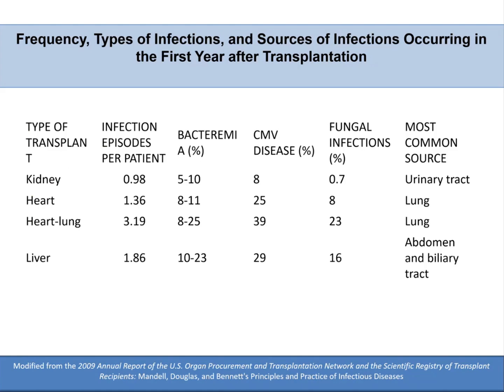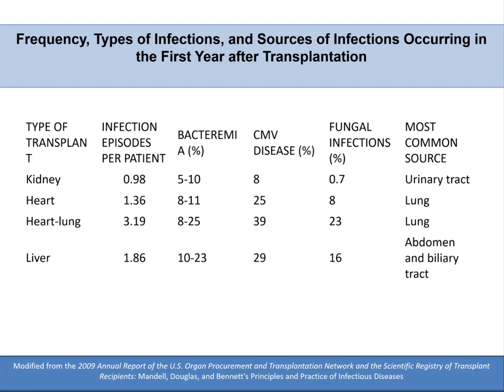So what is the likelihood? Most of this is actually from Mendel, but some graphs from CDC are up to date. So type of transplant, if you see kidney, heart, lung, heart, and liver infection episodes, almost everyone will have some sort of an infection episode.